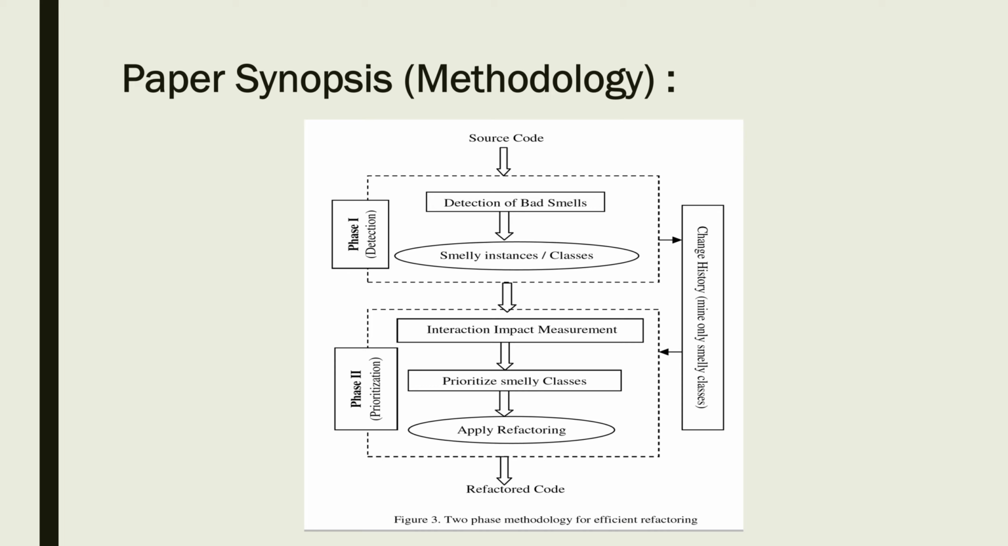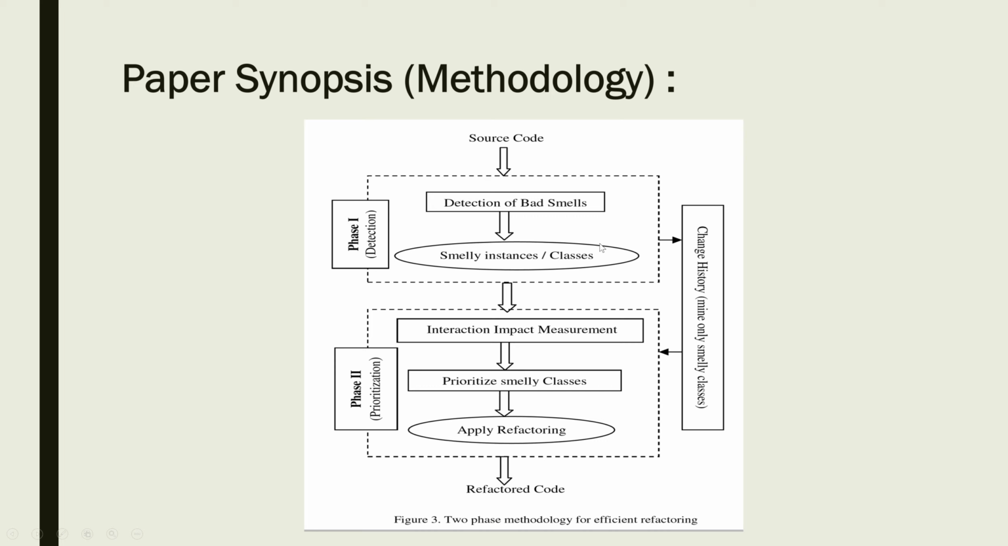This diagram shows the two-phase methodology for the efficient refactoring. For the detection phase, the smelly instances are identified using a tool called JDeodorant, and the change history report is used for identifying the interactions of a class with the other classes, as this will help indicate the coupling of the class with the rest of the system.